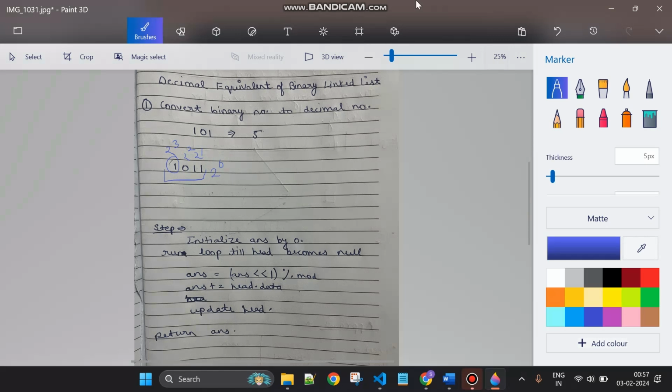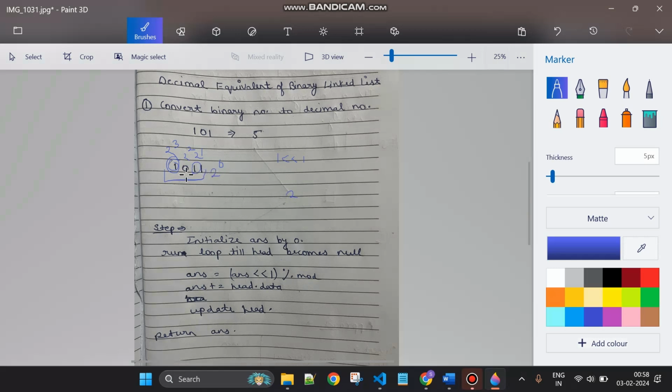How are we going to solve this, guys? We can solve this very simply. If I start from the head of the linked list, I take 1. After that, when this 0 comes, I left shift this 1 by 1, so it becomes 2. Then I add the 0, so it is still 2. Now when this 1 comes, I again left shift it by 1, and when the next 1 comes, I again left shift it by 1.